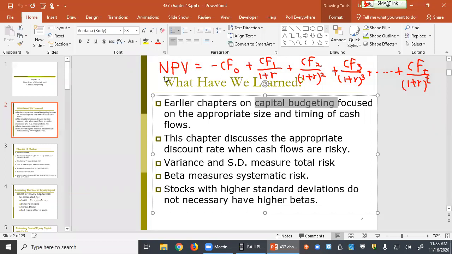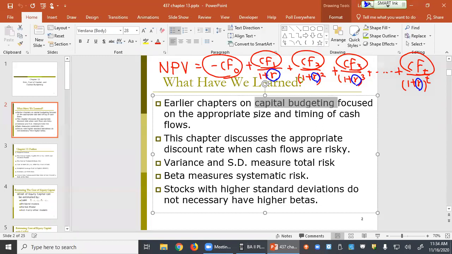So in chapters 6 and 7, we spent a lot of time estimating those cash flows. They are also known as the cash flows from assets. And now in chapter 13, what are we going to do? We are going to talk about how to estimate the R, the required return that should be used for the project, so that we'll complete the capital budgeting decision. So this chapter discusses the appropriate discount rate when cash flows are risky.